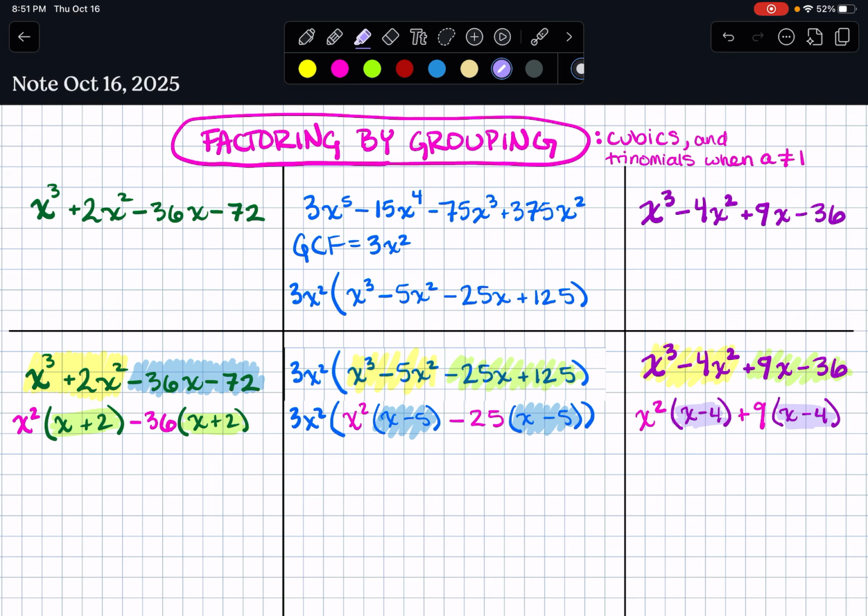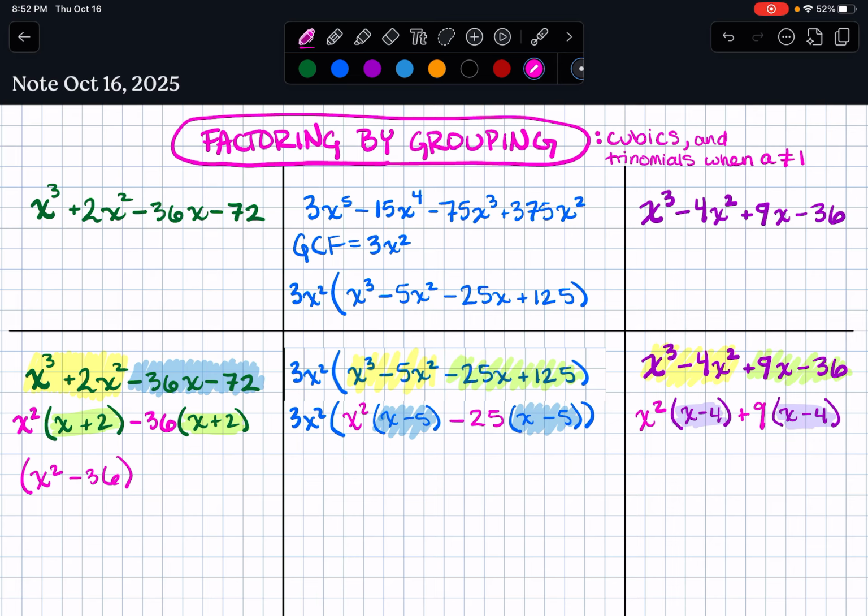Now what we're going to do is our grouping step. In the grouping step, I'm going to take my pink pieces, my x squared and my negative 36, those pieces I factored out of the front and back, and I'm going to put them together. The reason I'm putting them together is you can think of this like I am multiplying both of those things by x plus 2.